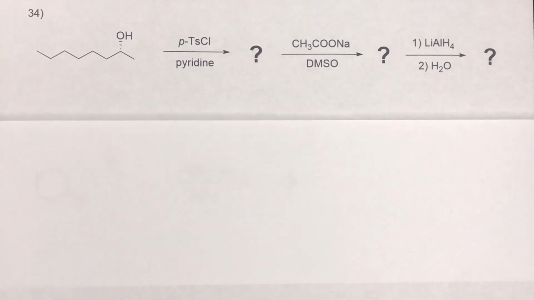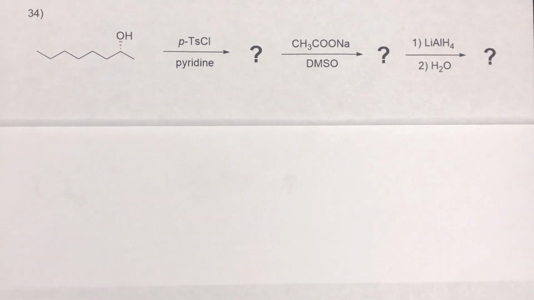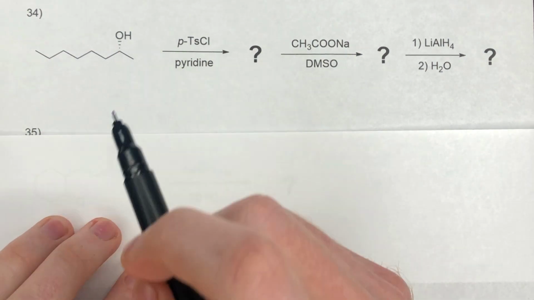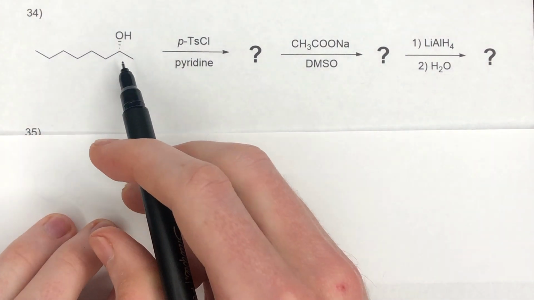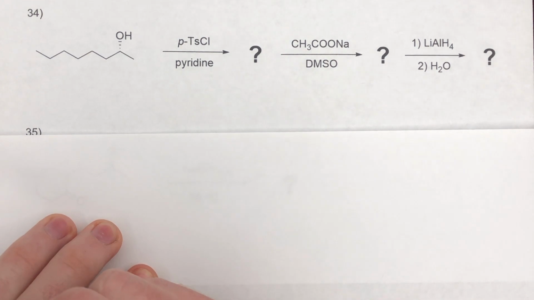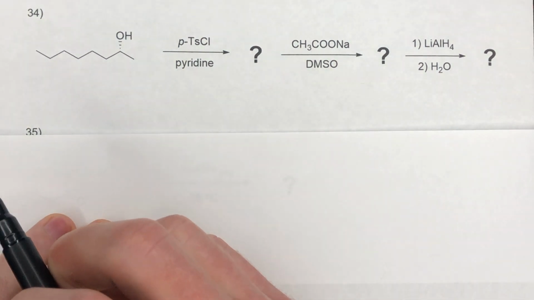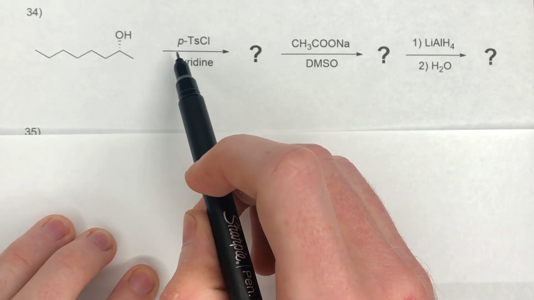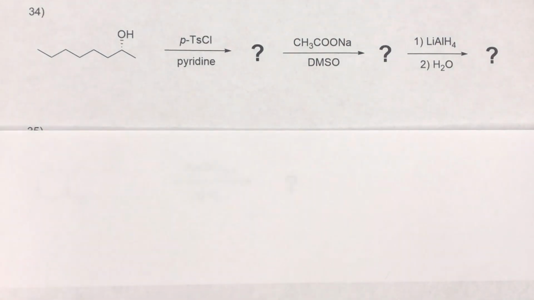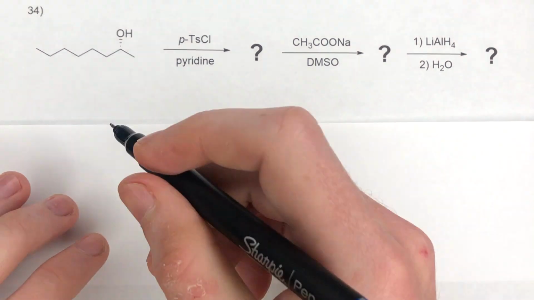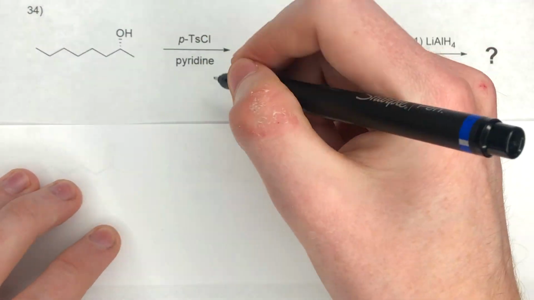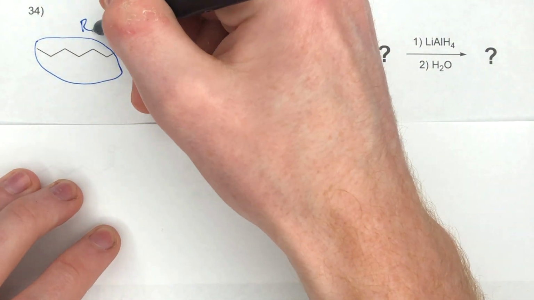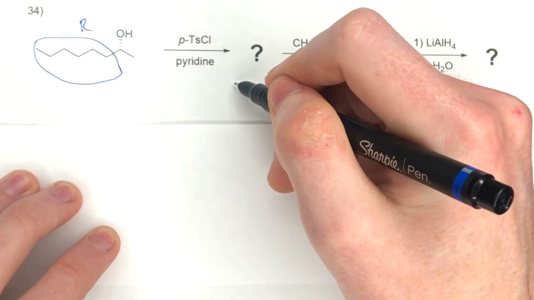All right, move on to question 34. So here we have this secondary alcohol. It is chiral, and we're shown the specific chirality here. And we'll move along in the reaction considering the stereochemistry. So this is para-tosyl chloride that transforms the OH into a tosylate, which is an excellent leaving group. So I'm going to call this whole group R because it remains unchanged in the reaction. So then this becomes R.